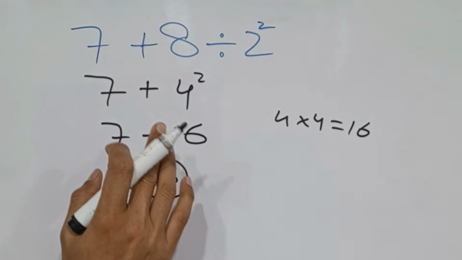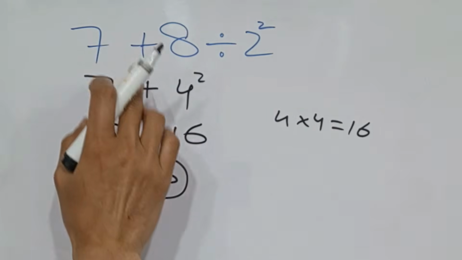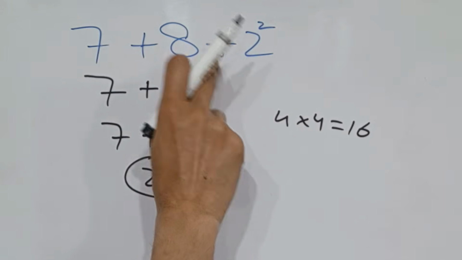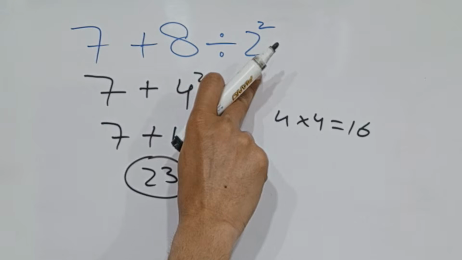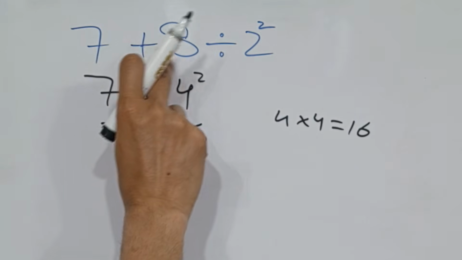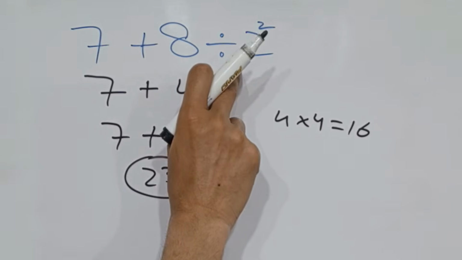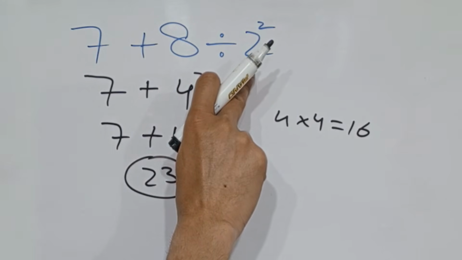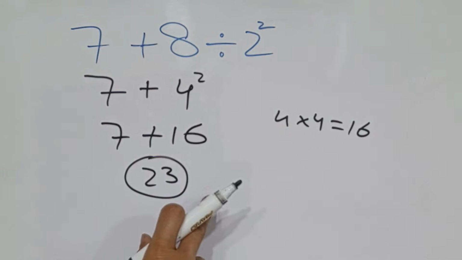But this is wrong. Why is it wrong? Exponent must be done before division, right? So we divide 8 by 4, right? Not by 2. So follow the order of operations, we use the PEMDAS rule.